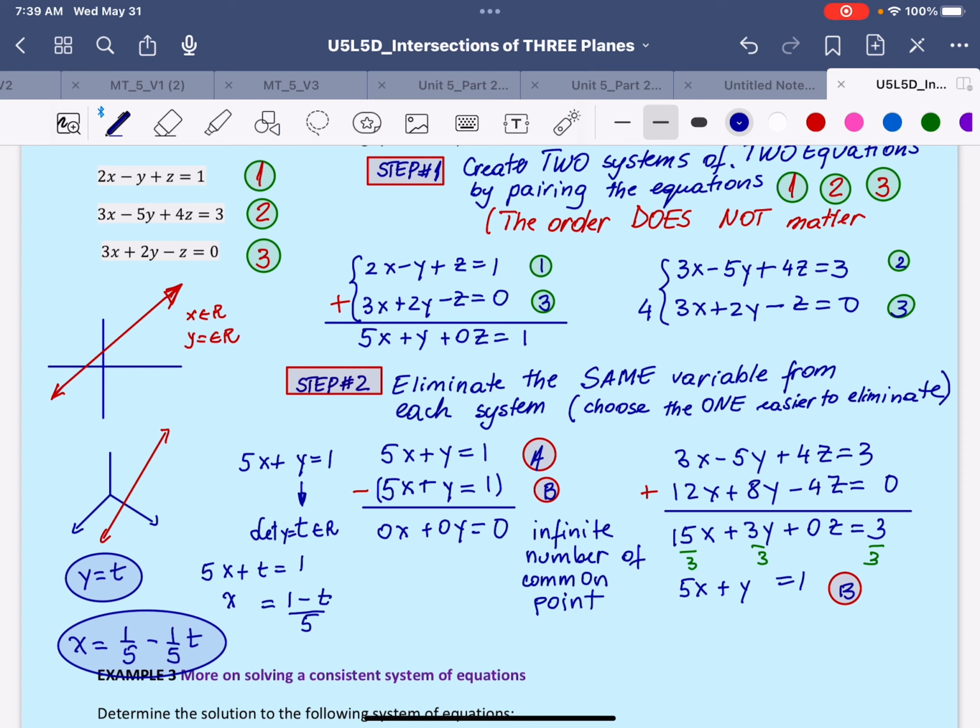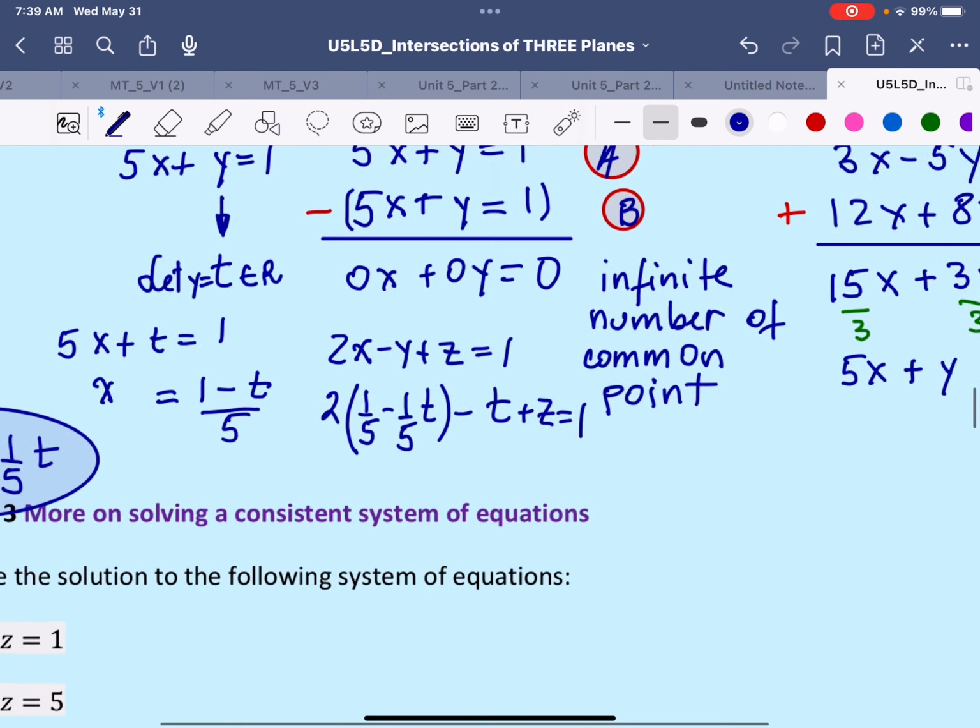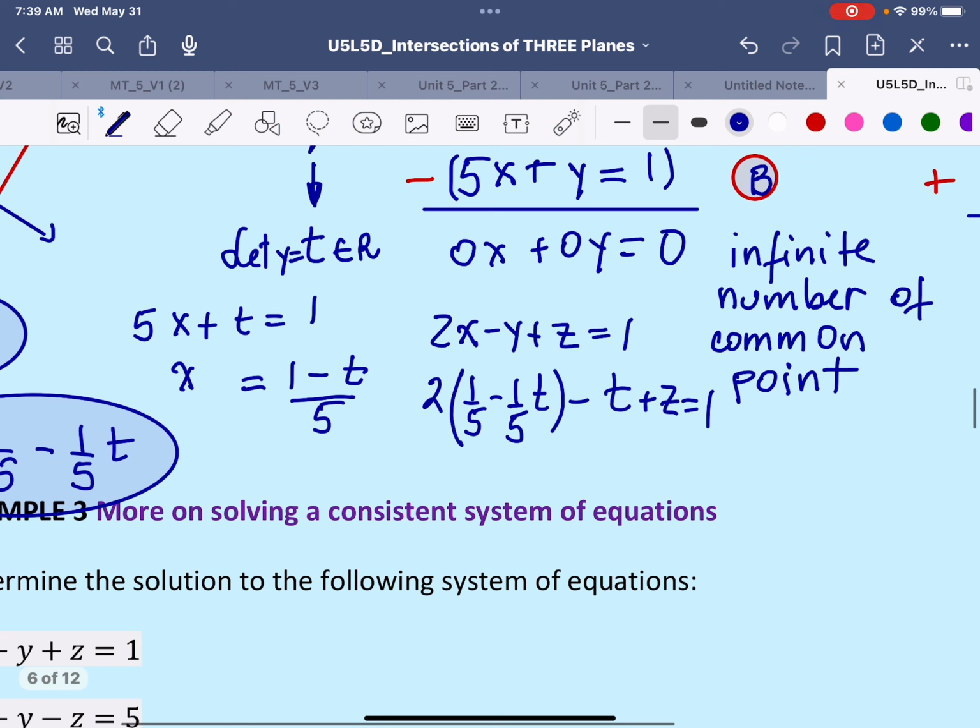that means the value of z from the equation 2x minus y plus z equals 1 will be 2 times (1 over 5 minus 1 over 5 t), minus y, which is t, plus z equals 1. Let's take a look at what we obtained. So we have 2 over 5 minus 2 over 5 t minus t, and then plus z equals 1. So continue isolating.